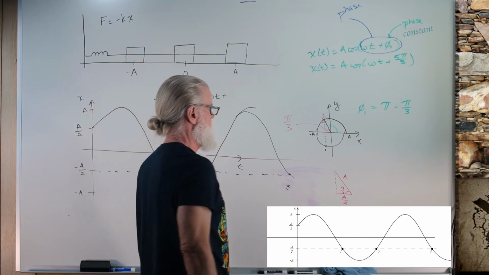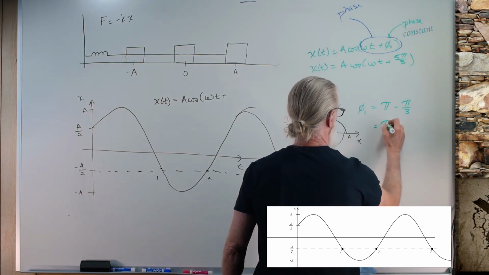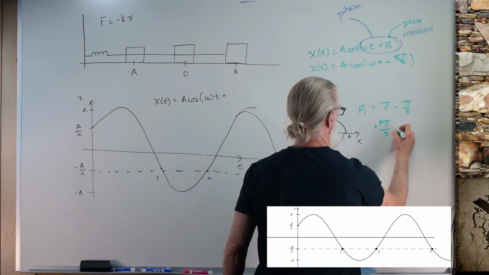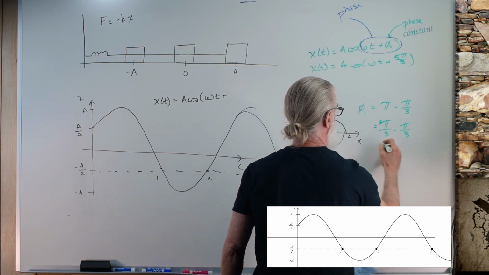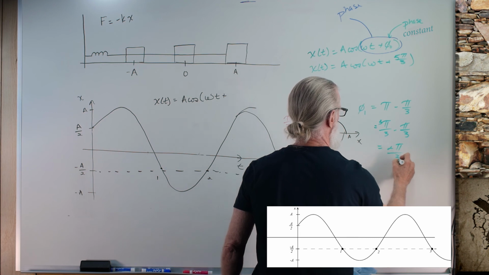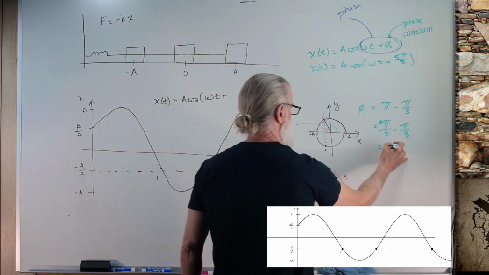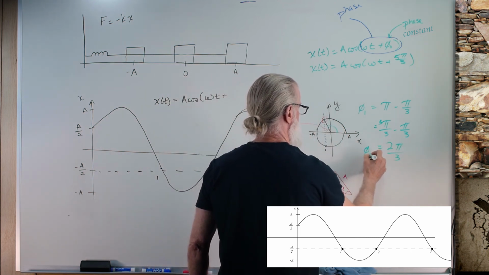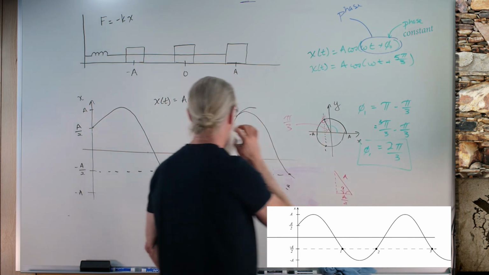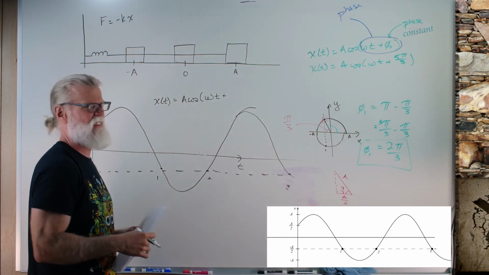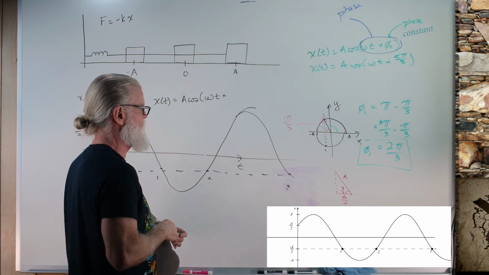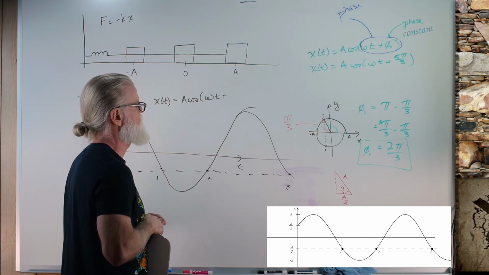All right, so what do we got? We got pi, 3 pi over 3 minus pi over 3 is 2 pi over 3, right? So that phase angle is 2 pi over 3. All right.